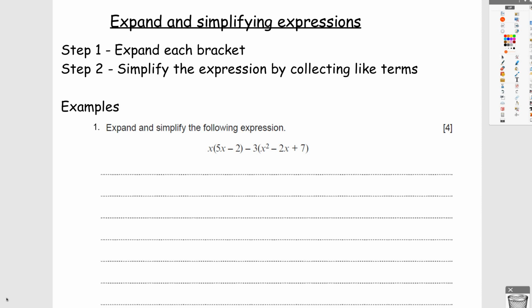Let's look at expanding and simplifying expressions. So if we look at this example here, you can see that the question is asking us to expand and simplify the following expression. Here we have x, open bracket, 5x minus 2, close bracket. So we would need to expand that. And also minus 3, open bracket, x squared minus 2x plus 7, close bracket. We would also need to expand that.